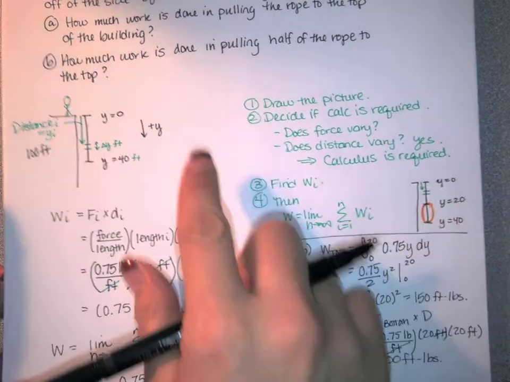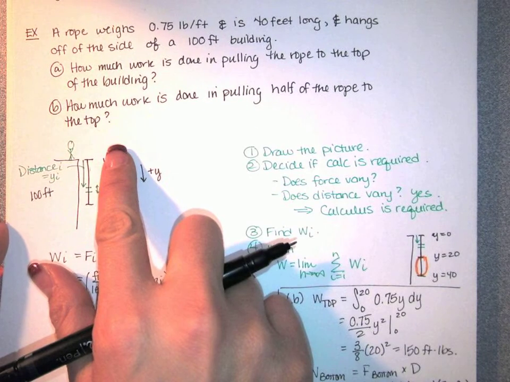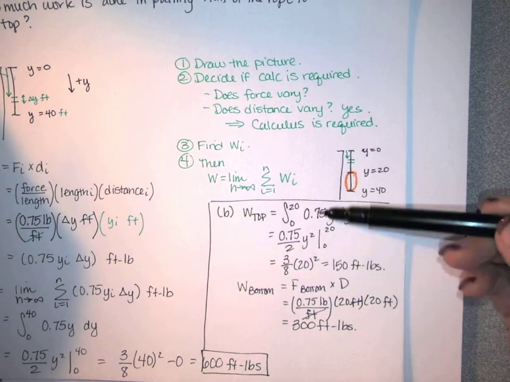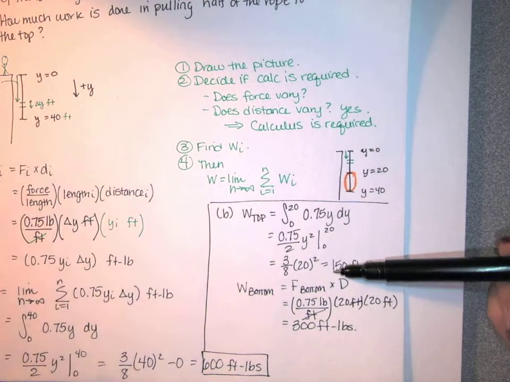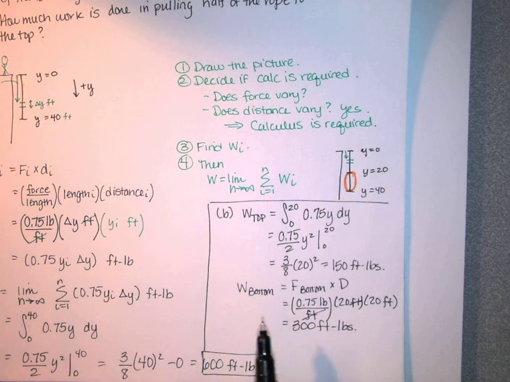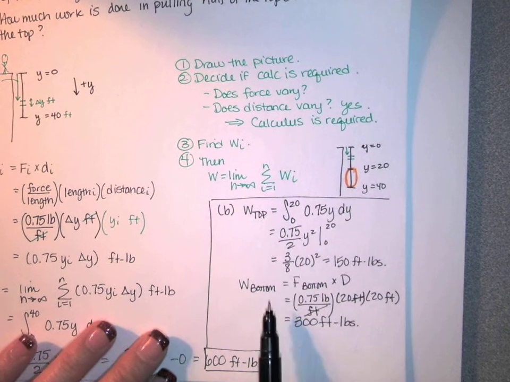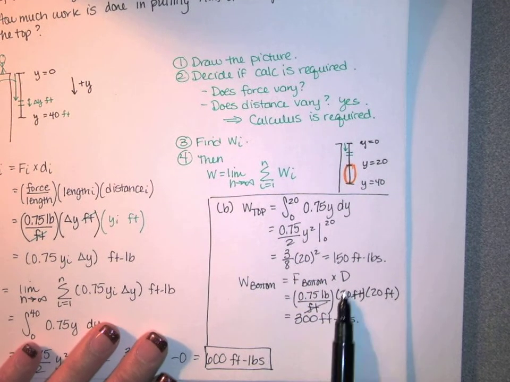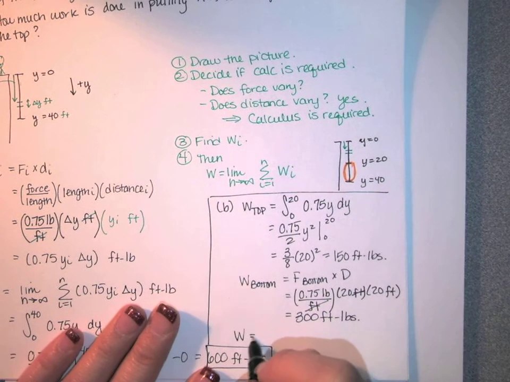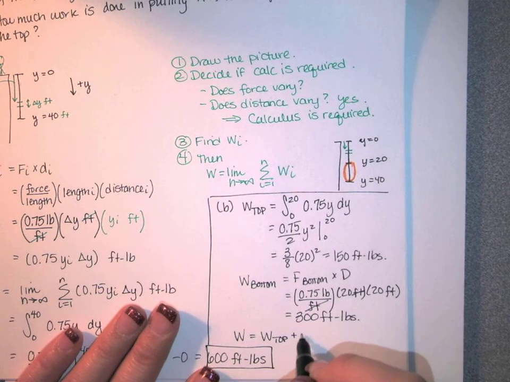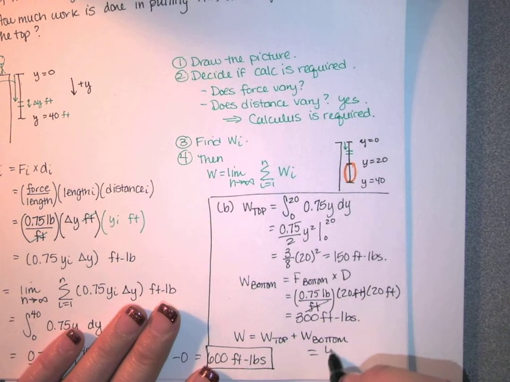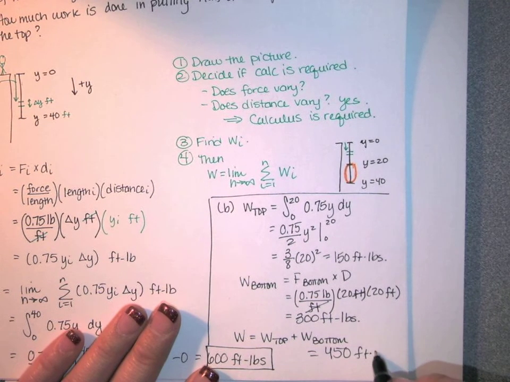So for part B, when it says how much work is done in pulling the half of the rope to the top, you have to be careful. This is the work in moving the top half of the rope. But the bottom half of the rope, it's like dead weight. So I'm just going to take this top half and add it to this bottom half. The bottom half does not require calculus, the top half does. And the total work, of course, is the sum of those. And so we end up with 450 foot-pounds of work.